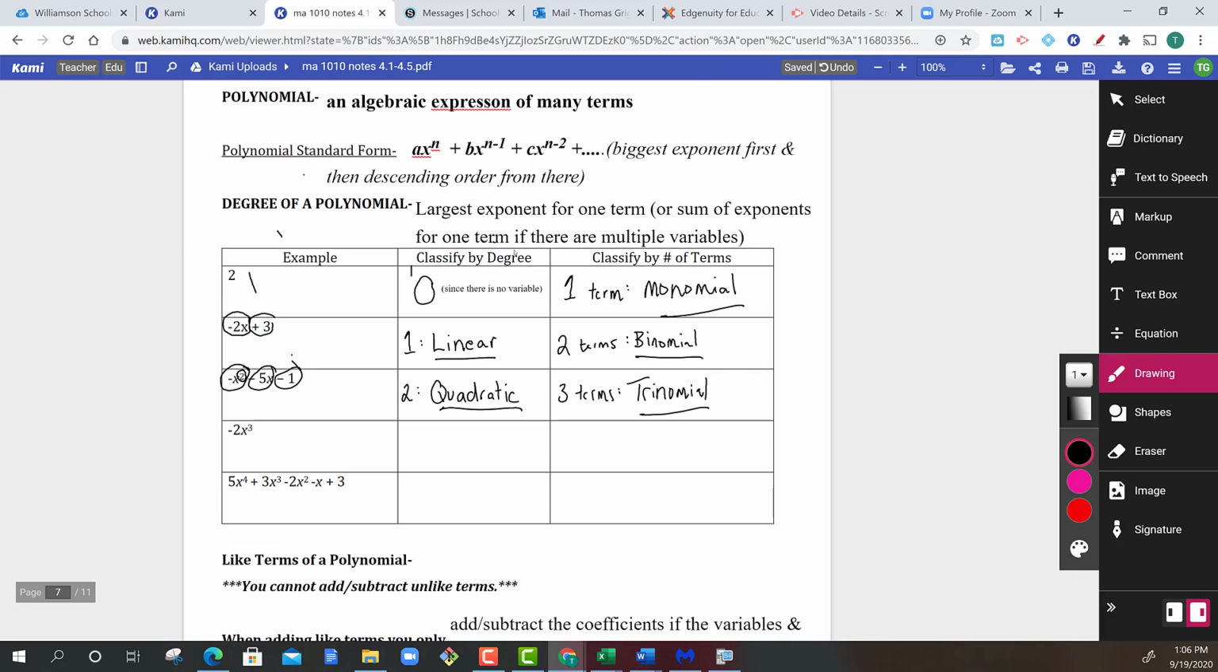Then we start to repeat a little bit. Degree 3 is a cubic. And this, of course, is again a monomial because there's a single term. And the last one, degree 4, is a quartic. And this one has 4 terms. So it is literally just called a polynomial of 4 terms. So there's no name specified for anything with 4 terms or more.